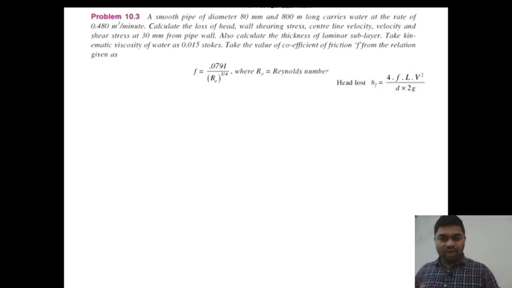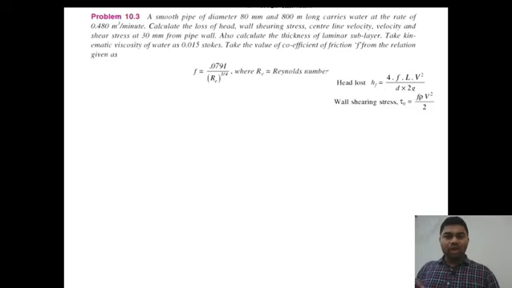Let us first see what all we need to calculate, before writing the given data. The first thing is head loss. The head loss formula is hf is equal to 4 f L V square by D into 2g. Here f is the coefficient of friction, L is length, V is average or mean velocity, D is diameter, and g is acceleration due to gravity.